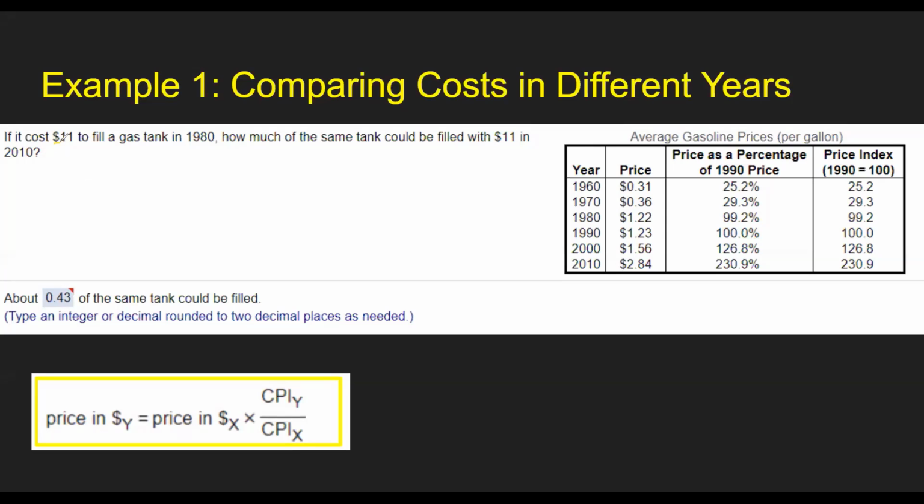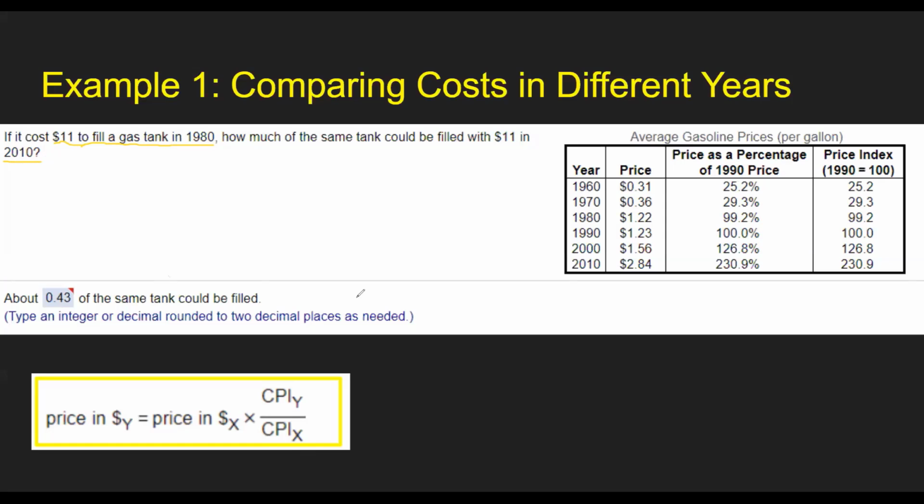If it costs $11 to fill a tank, so fill your entire gas tank, you probably wouldn't be driving a huge SUV in 1980. So $11 to fill an entire gas tank in 1980. Those were the days, right? But let's look at what it would cost for 2010. So how much of your tank could you fill with $11 in 2010?